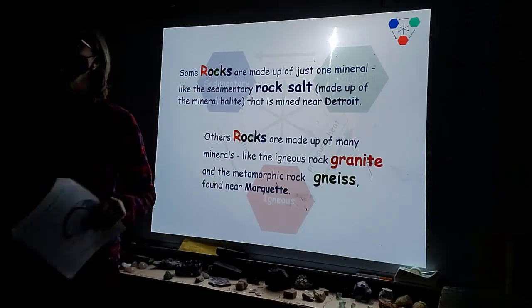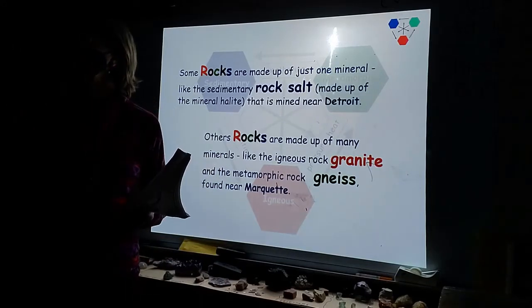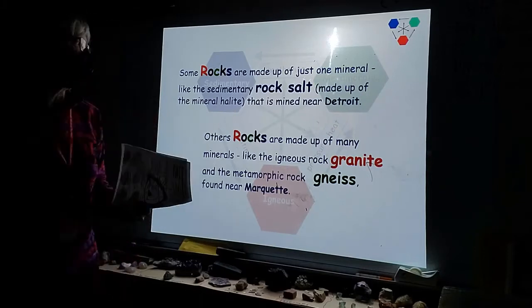Granite has what 3 minerals in it? Who can remember? What's one? Feldspar. Feldspar and? Mica. And? Quartz. Quartz. Very good.